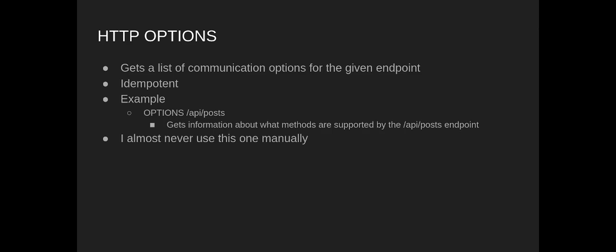So we know we're going to support GET requests, we're going to support POST requests, and that's about it for that endpoint. I never use this one manually. I said I almost never use it manually. I don't think I've used it a single time manually. All right, so that's enough theory. Let's get into actually creating our API project.